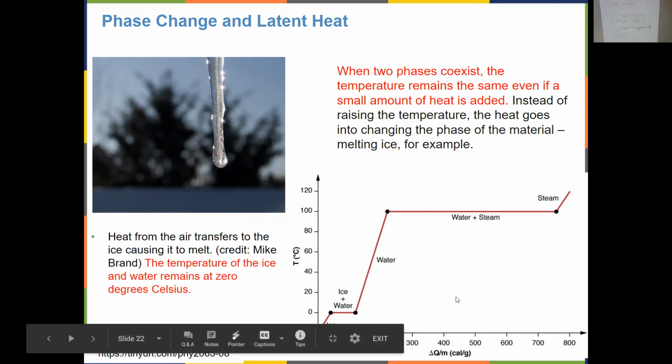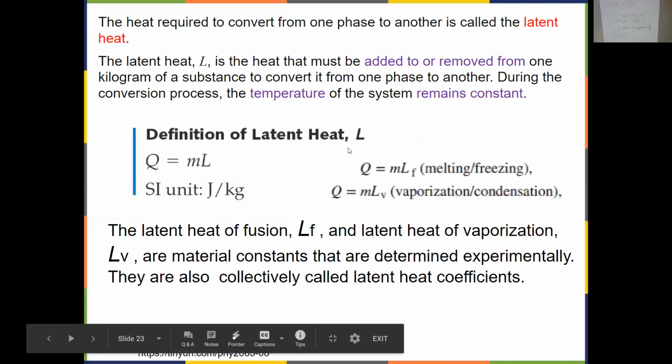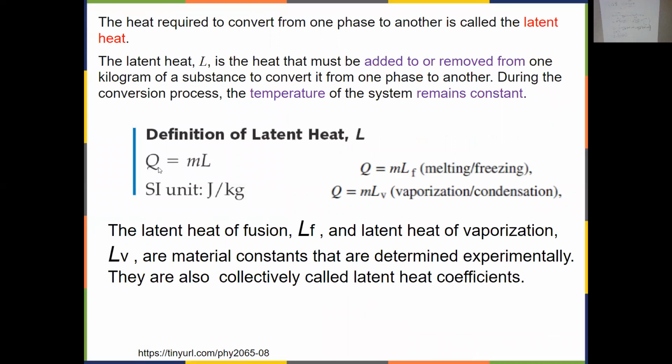The amount of heat that's required for a phase transition of a substance is called latent heat. We use the symbol L. So during phase transition, the latent heat is the heat you either add or take out. If you are having a melting process, you are adding heat into the system. Then the heat added is equal to the mass of the ice times L, the latent heat of fusion. Melting and freezing is called fusion, and vaporization or condensation uses LV, the latent heat of vaporization.